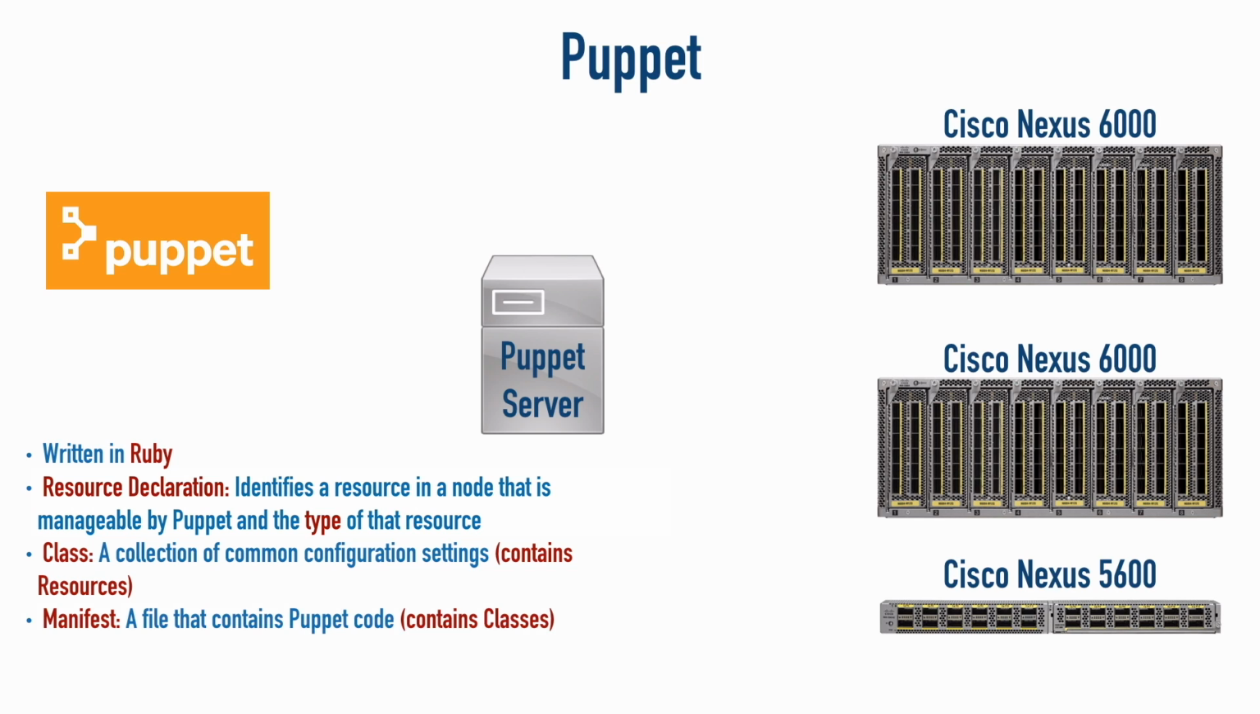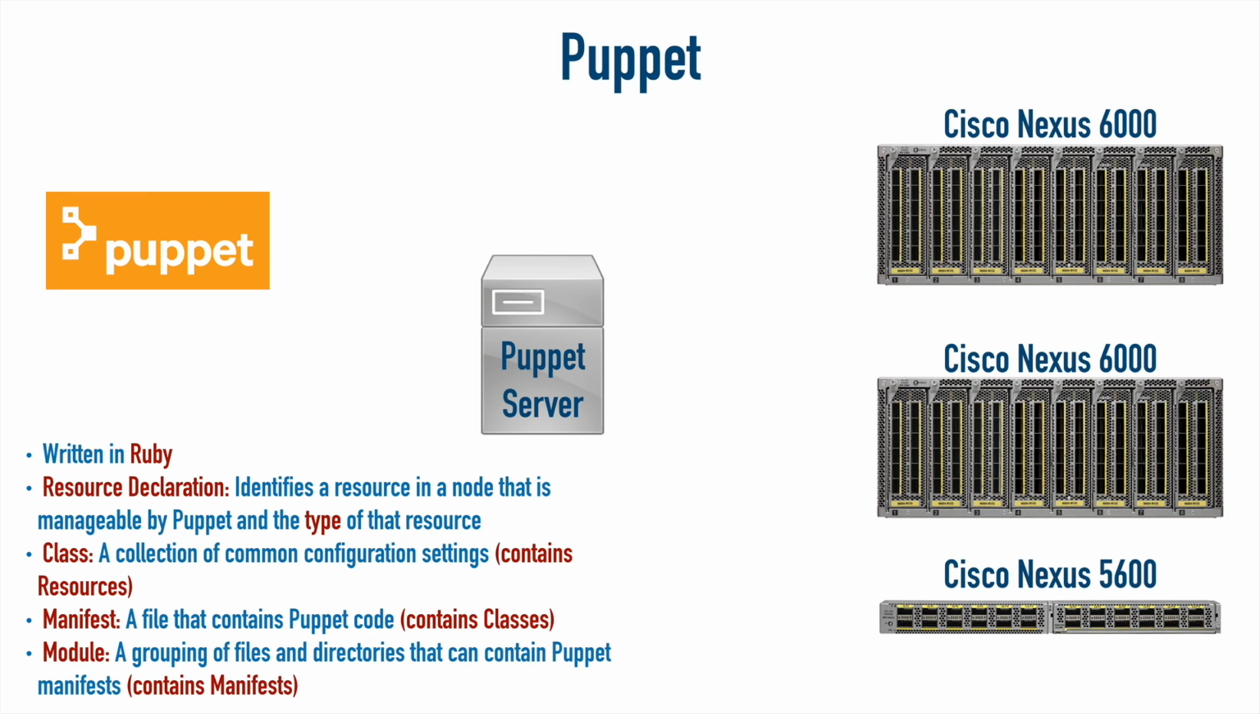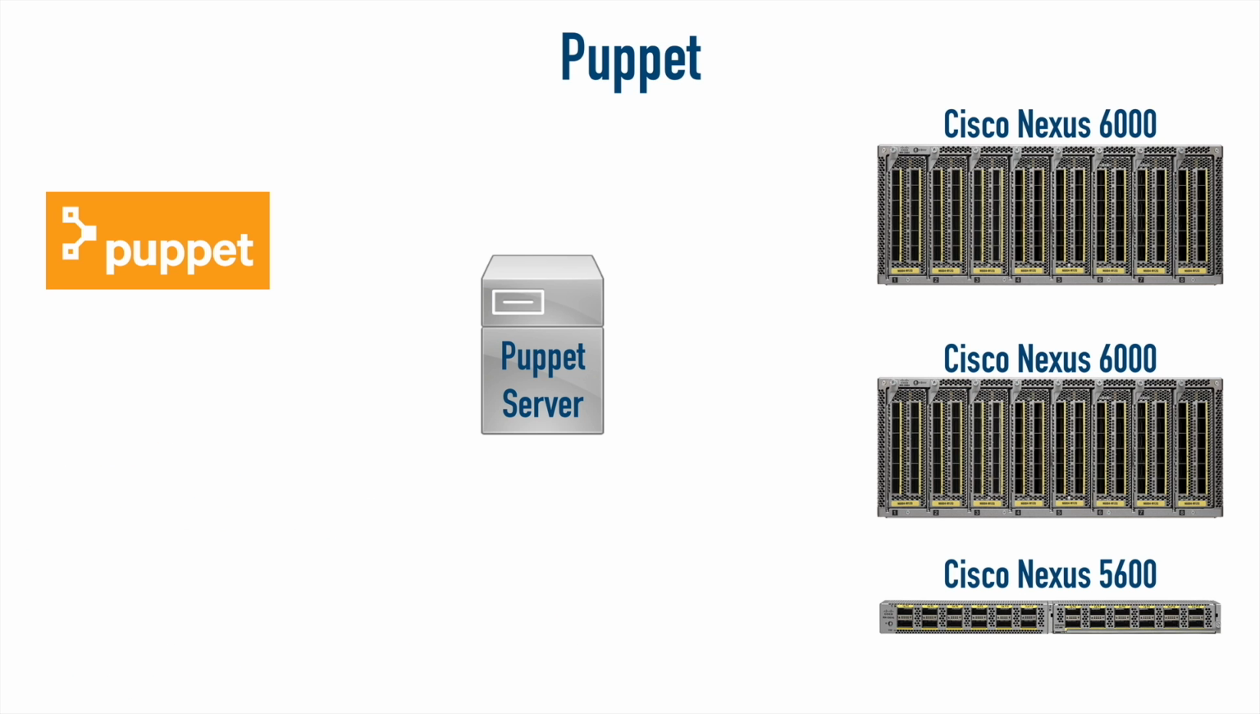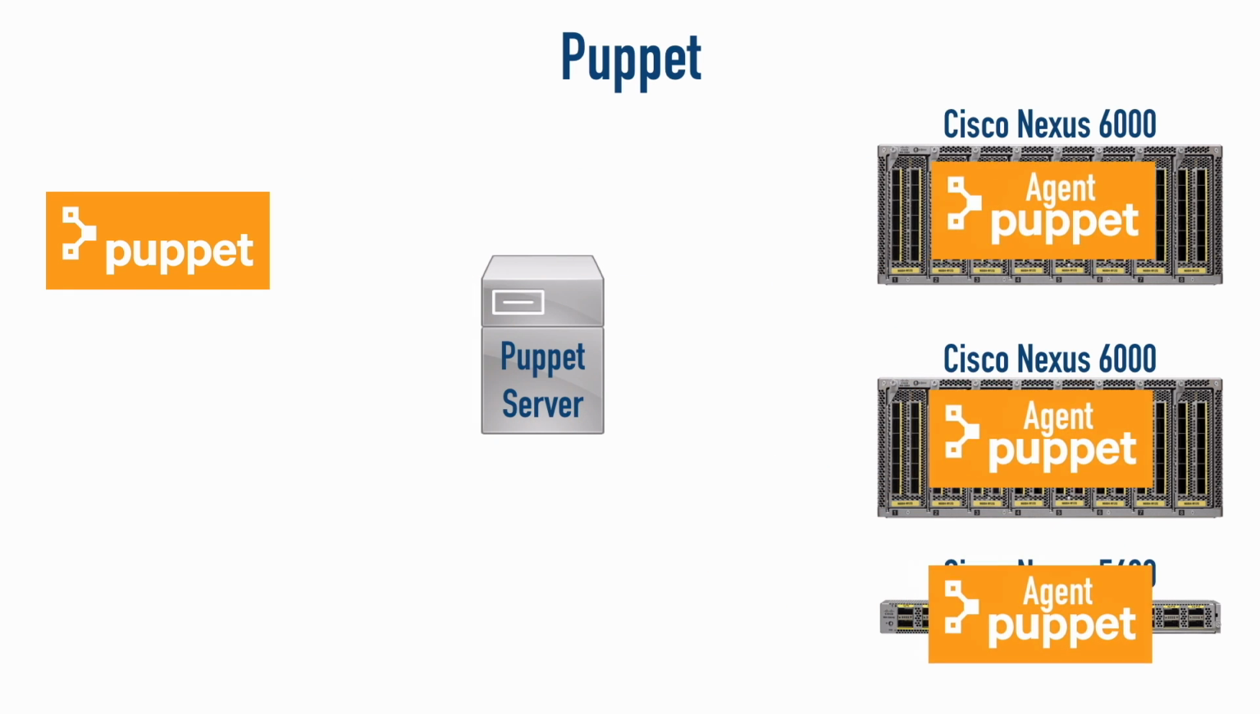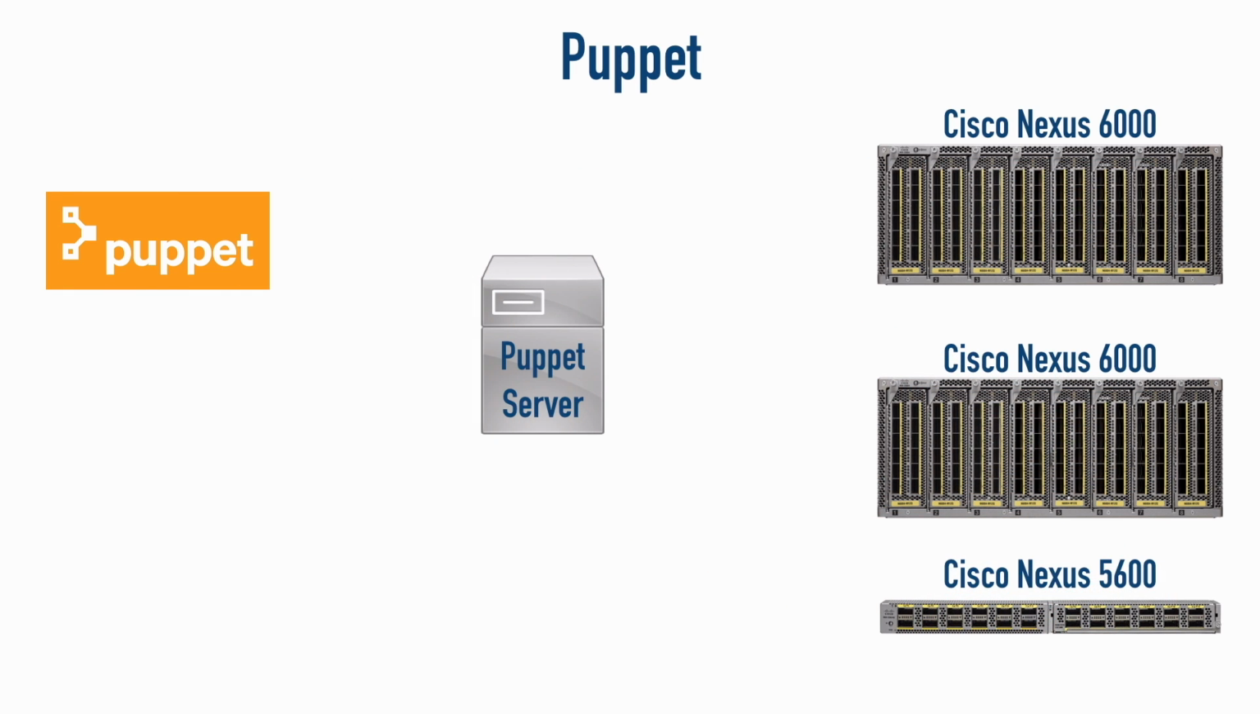And we probably have more than one manifest to do different jobs, and we can store those in a repository called a module. And in order for this to work, we need to install a Puppet server on a server, and we have to install Puppet agents on the devices that we're going to be managing. And we'll need to do that to our Cisco Nexus switches as an example.